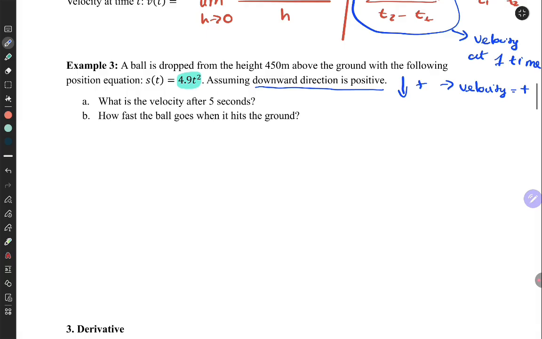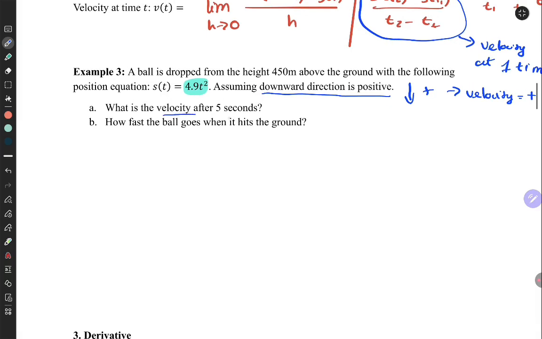One by one. What is the velocity after 5 seconds? In order to know the velocity after 5 seconds, first thing first, find the velocity at any time t, the general formula first. And then you plug in 5 seconds, and you get your velocity at 5 seconds. How do you find the velocity at any time t?